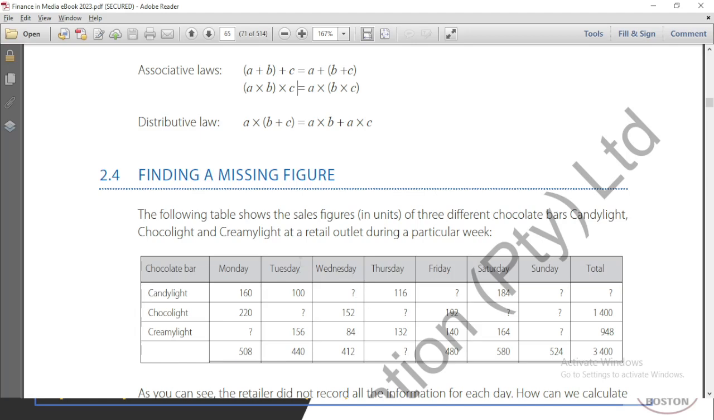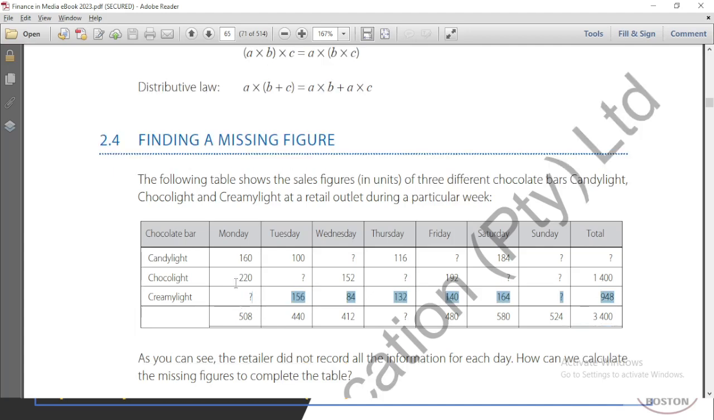For example, I'm just going to use this one here to say that your inventory system is showing that you sold 508 chocolate bars, and it's also showing you only sold candy light 160, chocolate light 220, but it's not showing how much you sold of creamy light, meaning that you forgot to record this down. So you can use the total to find how much creamy light you sold between that particular period or that day.